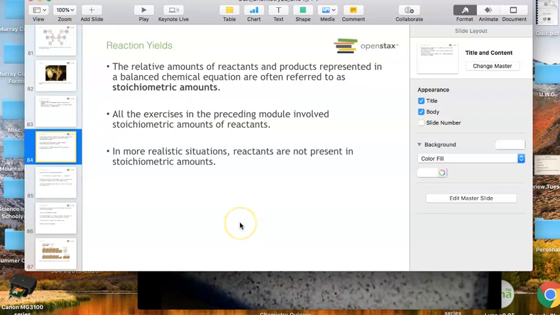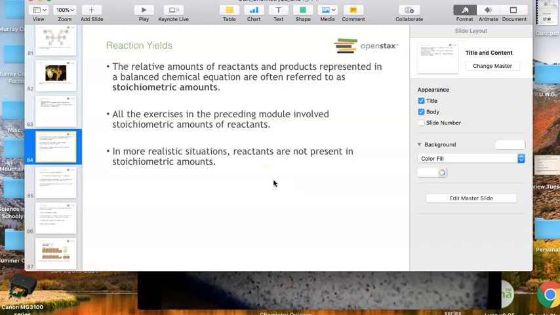All right, so reaction yields: the relative amounts of reactants and products represented in the balanced chemical equation are often referred to as stoichiometric amounts. Okay, I referred to them earlier as molar ratios. Whatever you want to use is fine. Just remember that those words are interchangeable. They mean the same things.